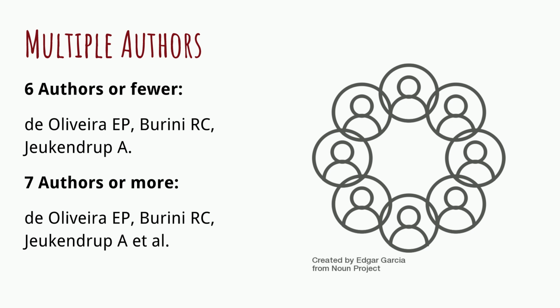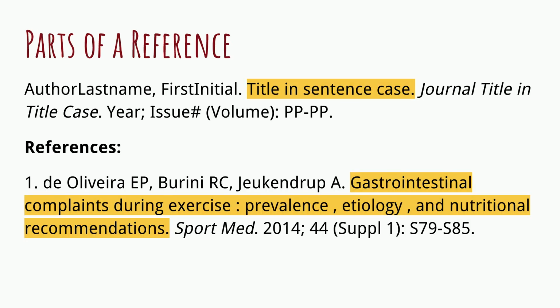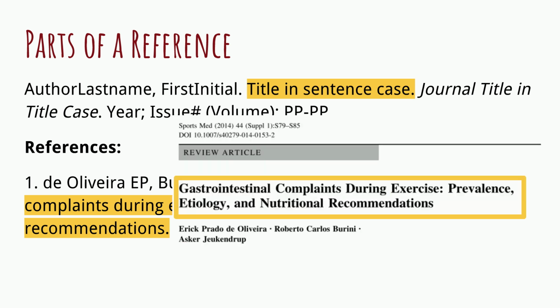If your article has 6 or fewer authors, all of them should be listed in your citation. But if your article has 7 or more authors, you should only list the first 3 in your reference list, followed by et al. with a period. The title of the article is easy to find. Sentence case means only capitalize the first word of the title unless there are proper nouns like names or cities. So, even though the journal capitalizes the whole title, only the first word is capitalized in my reference list.